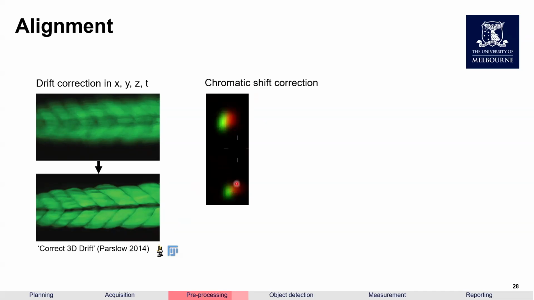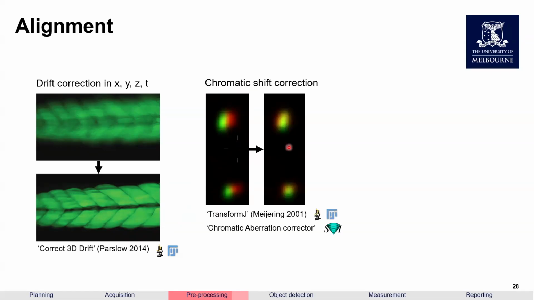This type of misalignment also happens between different fluorescence channels, and this is because of chromatic aberrations. What it means is that different colors, different wavelengths, focus at slightly different positions. This effect becomes more noticeable for very small objects, even with calibrated lenses. Correcting this aberration is especially important for colocalization analysis, and tools like TransformJ or a chromatic aberration corrector can help with these chromatic corrections.